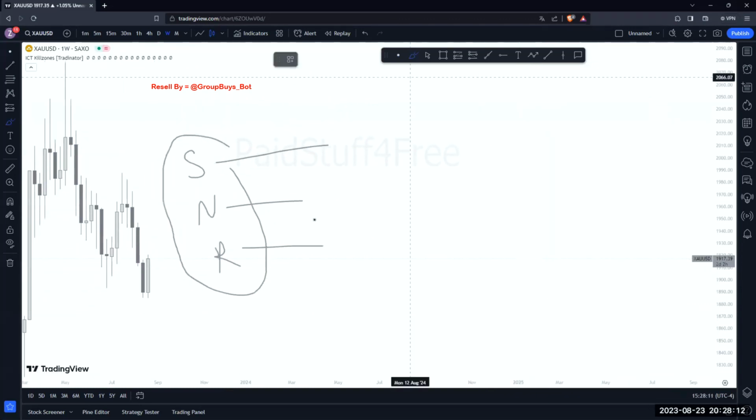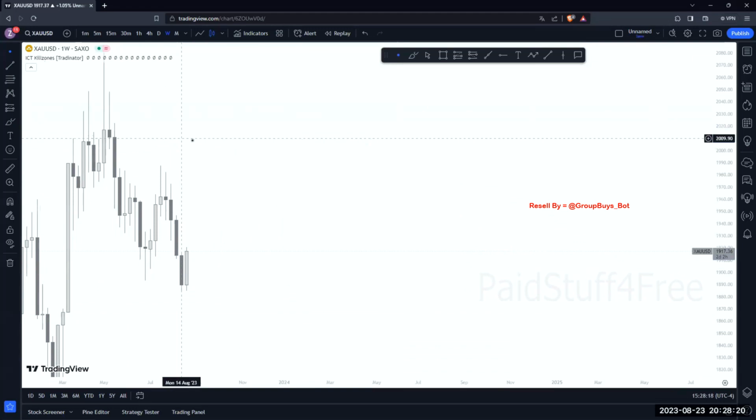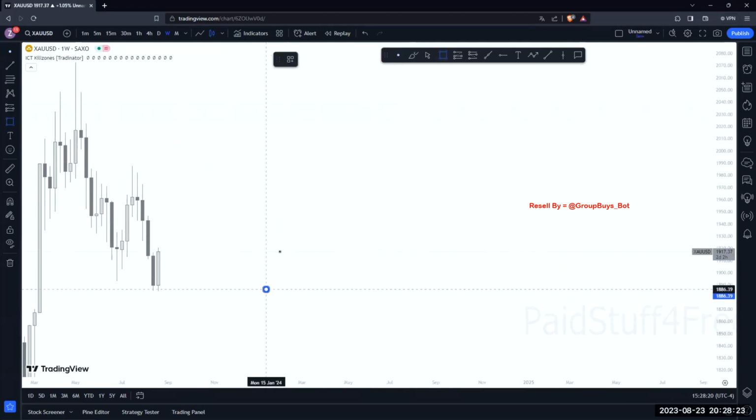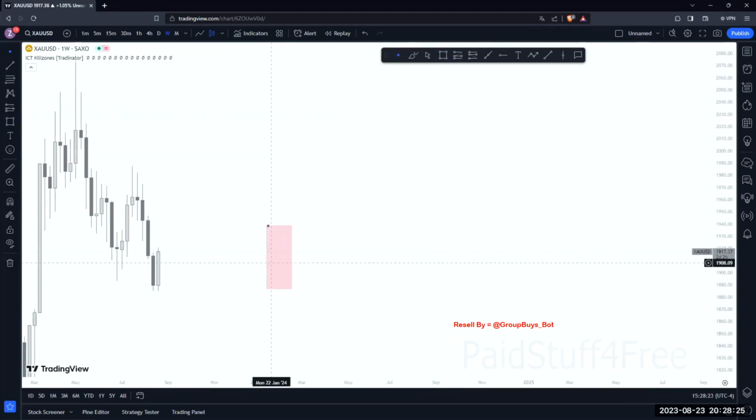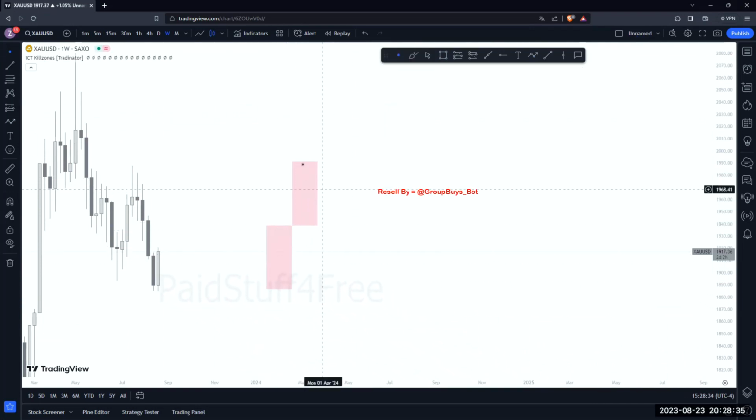Okay, let's go. So S stands for support, N stands for and, R stands for resistance, right? But how do you mark these levels? You're going to need two candlesticks, any two candlesticks that are in front of each other. It doesn't matter how they look, what their color is, or if there is a gap between them. If they look like this, just take two that are close to each other, like 1, 2, okay?